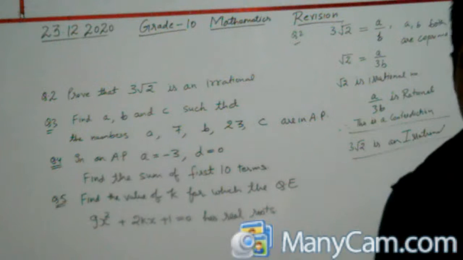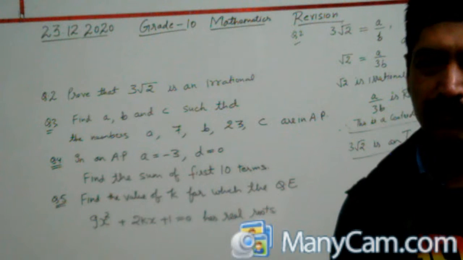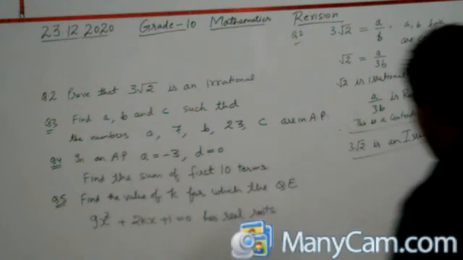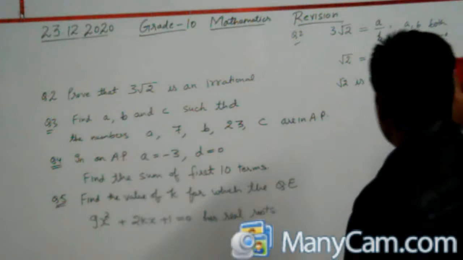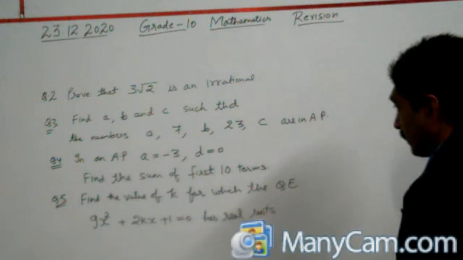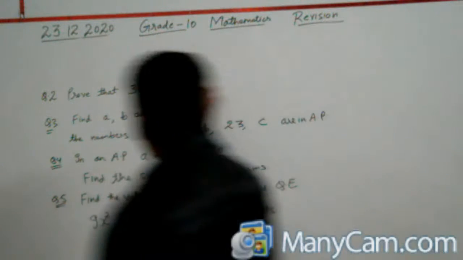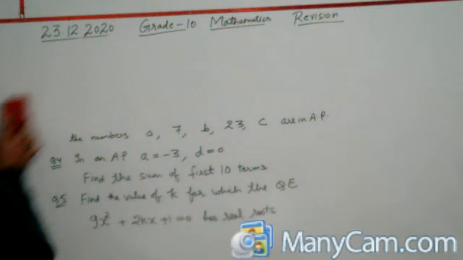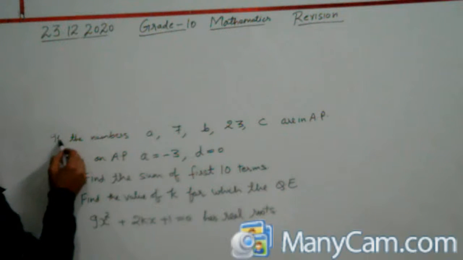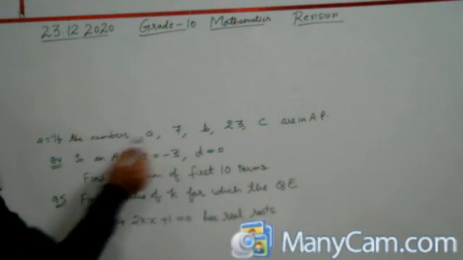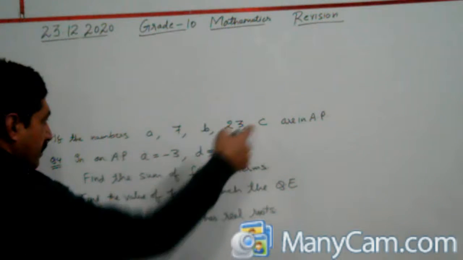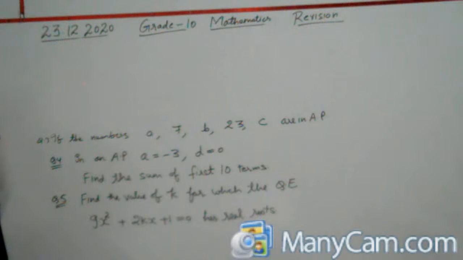Next question is, find the value of A, B and C. An AP is given. In an AP, question number 3, the numbers are A, 7, B, 23 and C. Find the value of A, B and C.